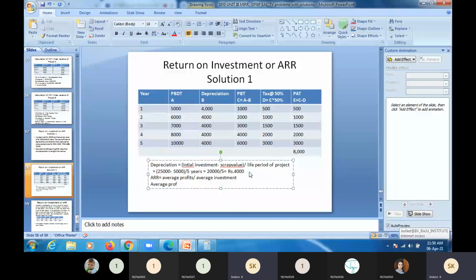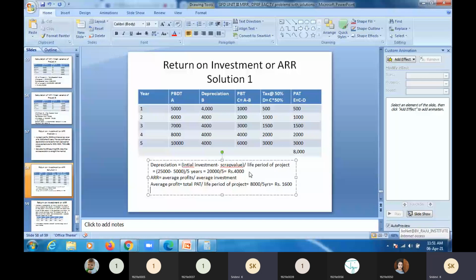Average profit is equal to, what is the formula? Average profit is equal to total PAT divided by period of project. So that is equal to 8,000 we got. That will give you how much? Rupees 1,600.